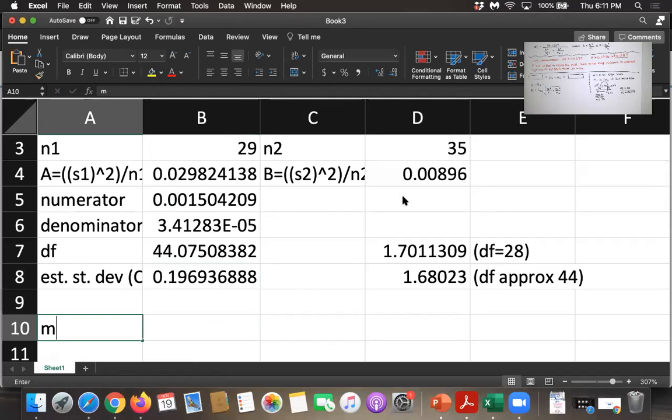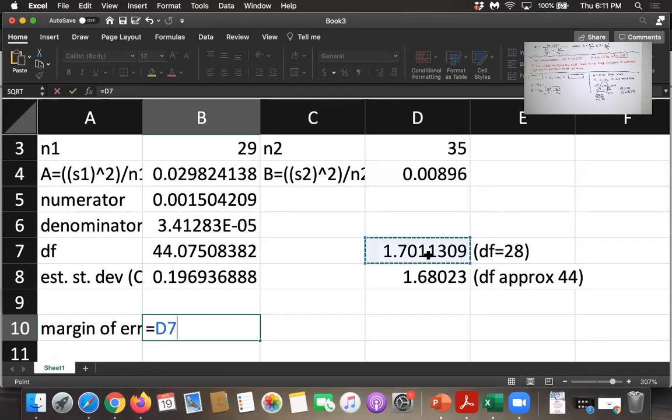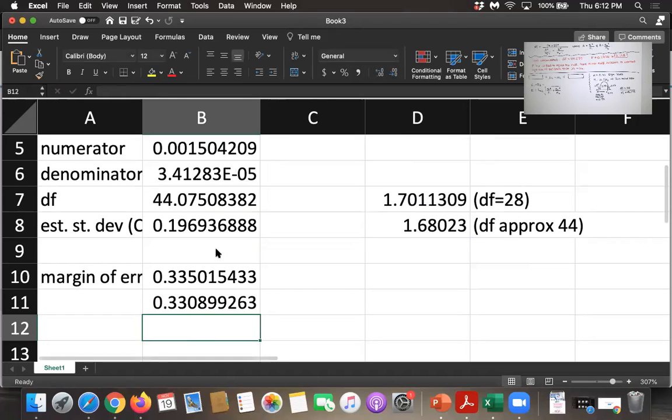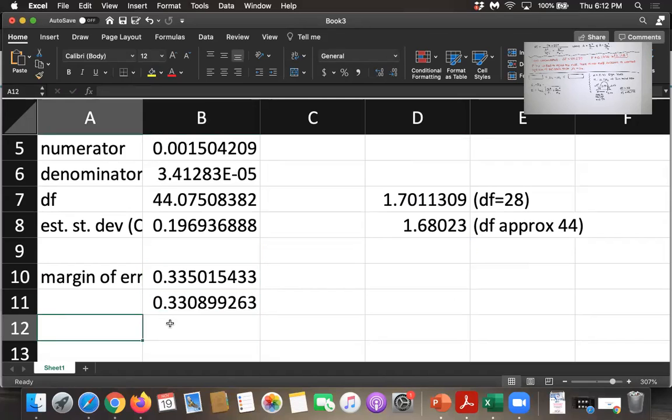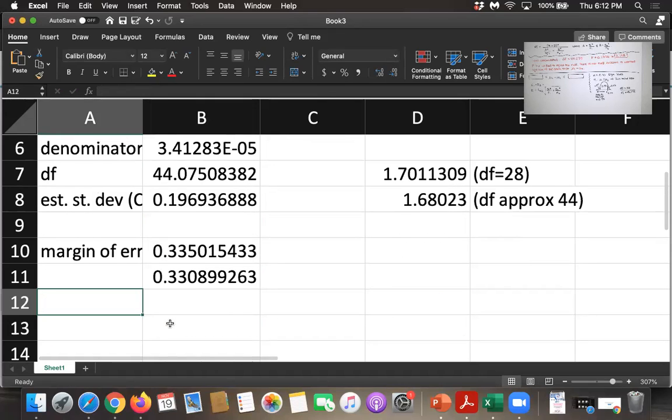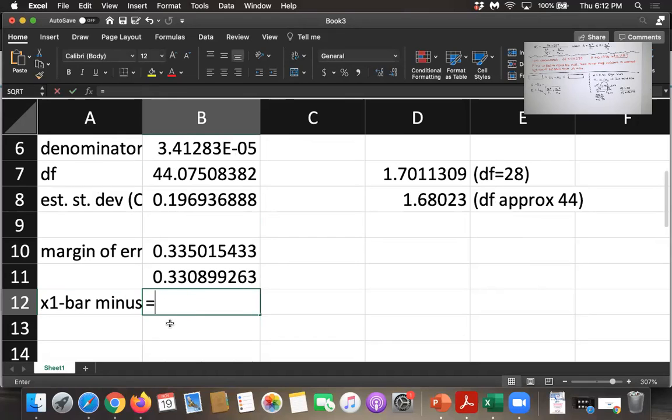Well, our margin of error is either this t sub alpha over 2 times this estimated standard deviation, or it's this t sub alpha over 2 times this estimated standard deviation. Notice that our error is a little bit different, especially in that third decimal place. And then we're going to take that and we're going to add that and subtract that from x sub 1 bar minus x sub 2 bar. And that value can be typed right there.